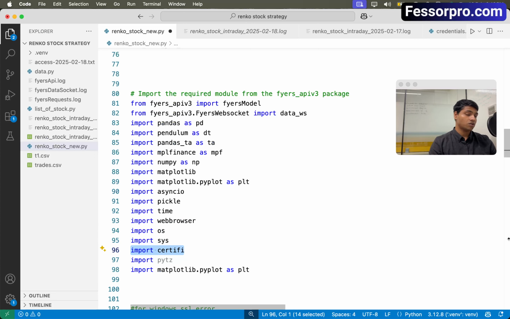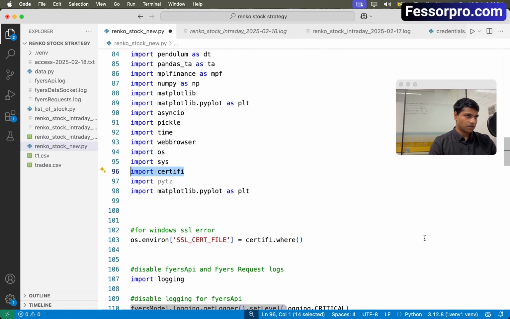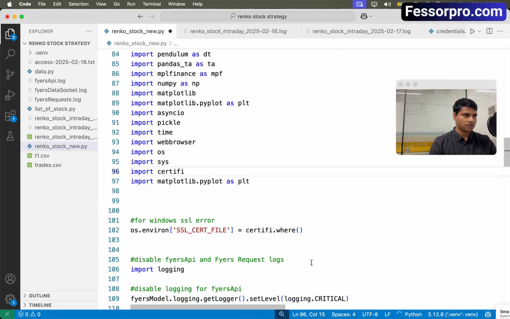Certifi library I'm using to solve the problem of SSL certificate, because a lot of times when you execute the code, you get an SSL certificate error. So just by writing this simple code, you can solve this error. In order to use this code, I need to import the certifi library. Then pytz I'm not using. I can even remove this.